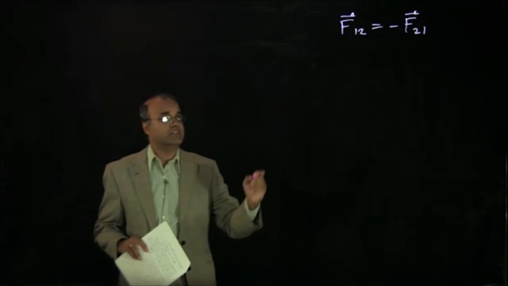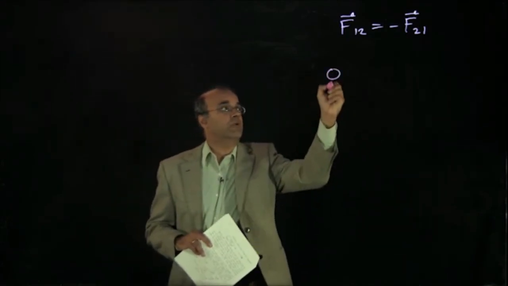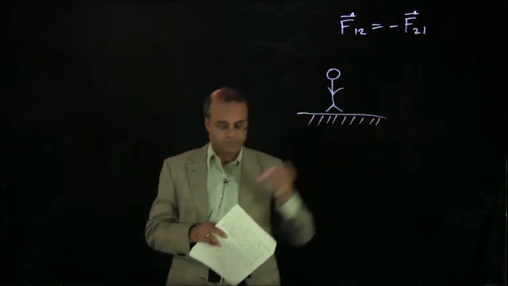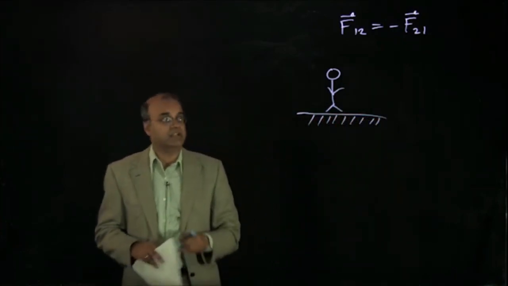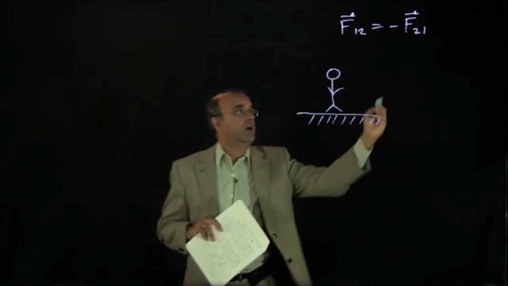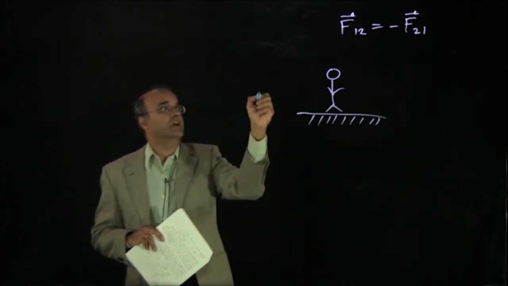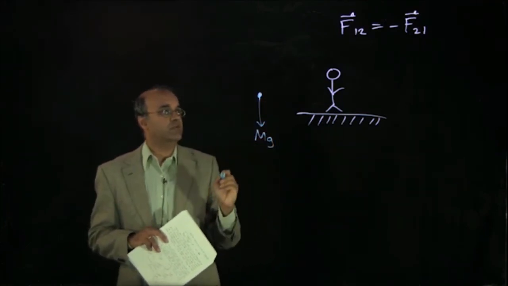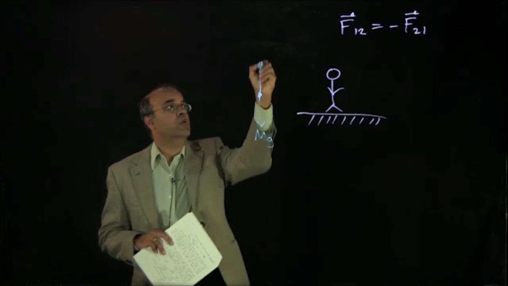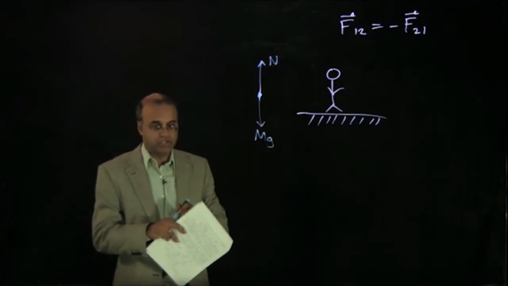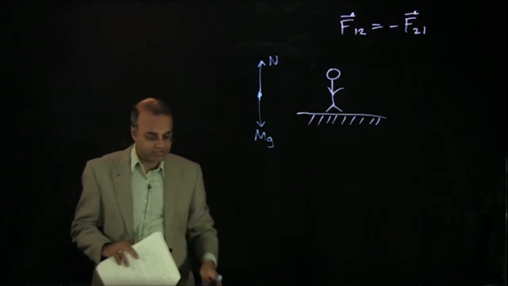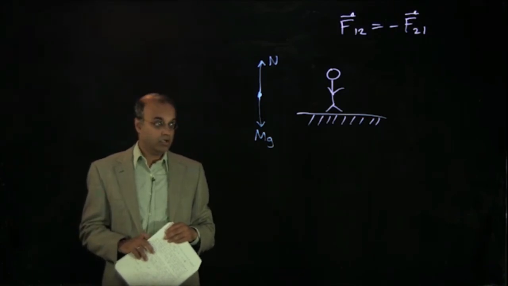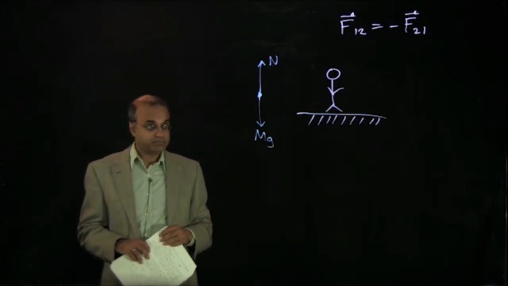The example I'll consider is, imagine a person standing on the ground. What are the forces acting on this person? I'll draw the force diagram here, say. There's gravity, mg, acting downwards, and there's a normal force upward exerted by the ground. And those two balance to give a net force of 0, which is why the person is standing on the ground and not sinking down into the ground, for example.